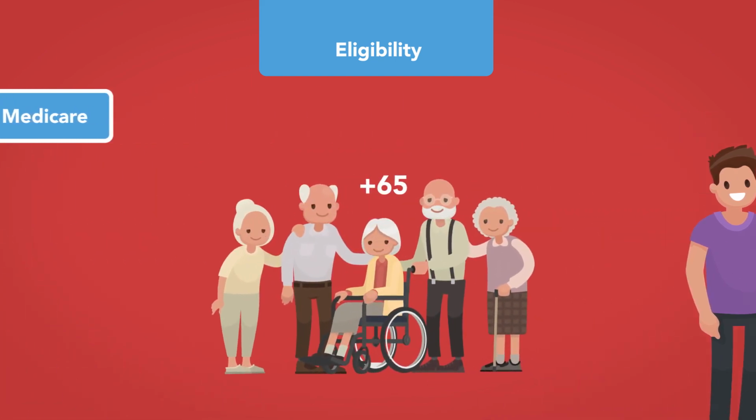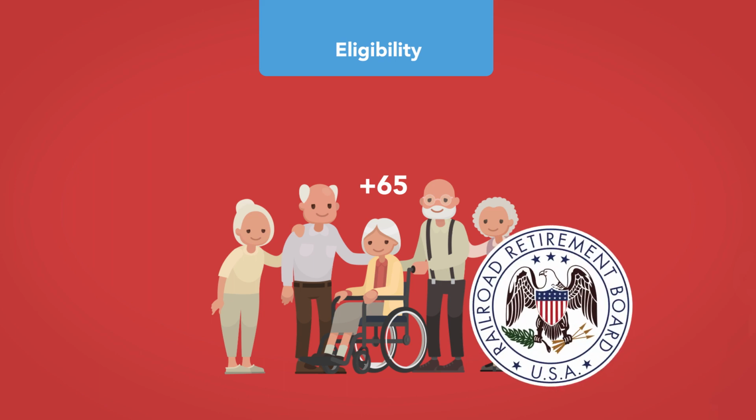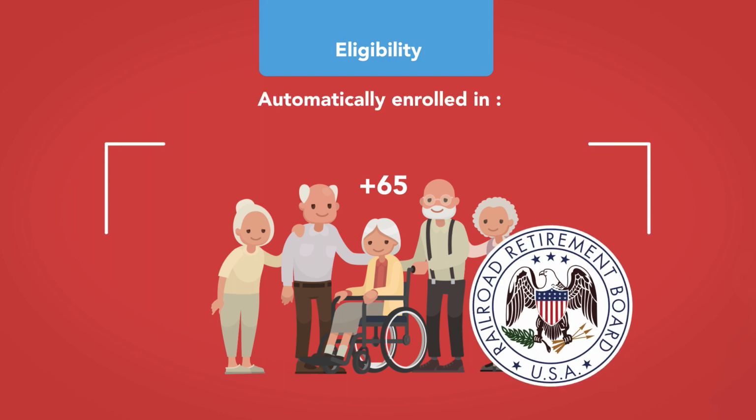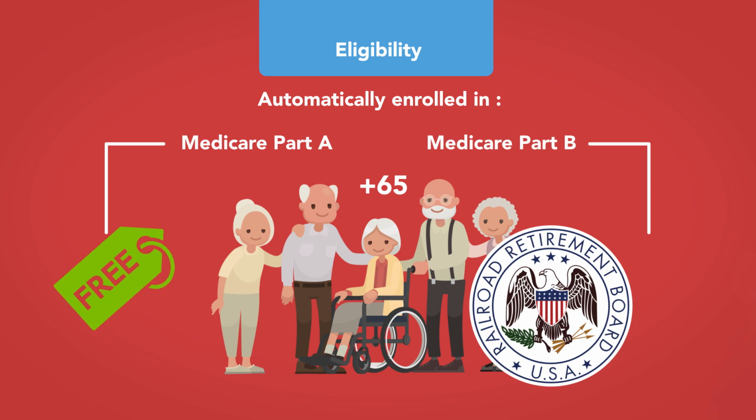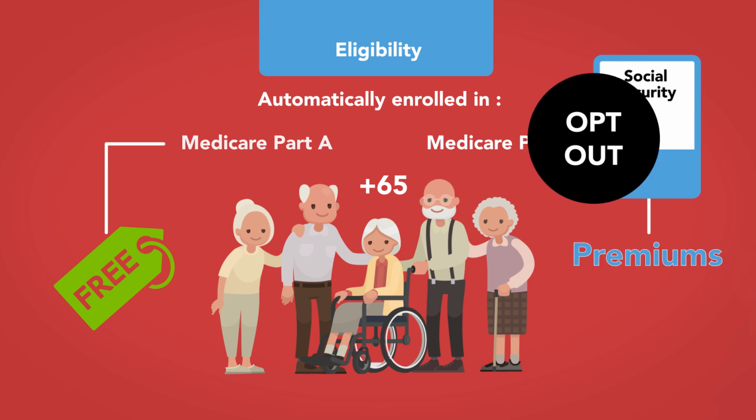People over age 65 who receive Social Security benefits or comparable benefits from the Railroad Retirement Board are automatically enrolled in Medicare Parts A and B. While Part A is free, the Part B premiums are deducted automatically from the recipient's Social Security benefits unless she opts out of Part B.